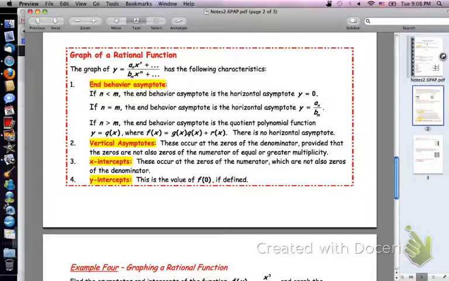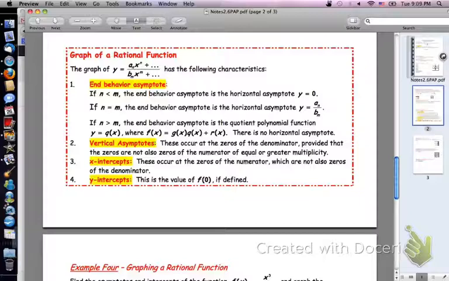Okay, so let's generalize what we saw in example 3 for all rational functions. If we take a look at this formula, y equals (a_n x^n + ...) over (b_m x^m + ...), we'll have the following characteristics. So the end behavior asymptotes: if n is less than m, so if the degree of the top polynomial is smaller than the degree of the denominator polynomial, the end behavior asymptote is y equals 0.